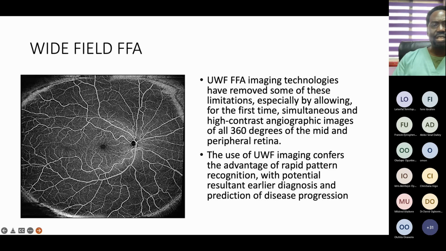Some of these machines are based on confocal scanning laser ophthalmoscope images, and they're able to see all the 360 degrees from the mid periphery to the periphery. And it's very important because, for instance, in vein occlusions, we're able to see a lot more ischemic appearances than we will see with only the center that is shown in the routine fluorescein angiography.